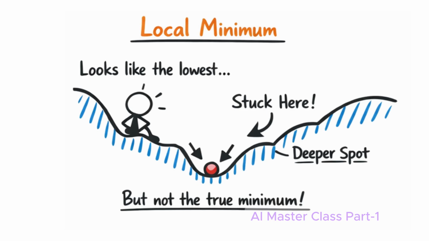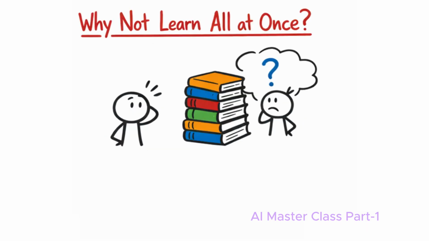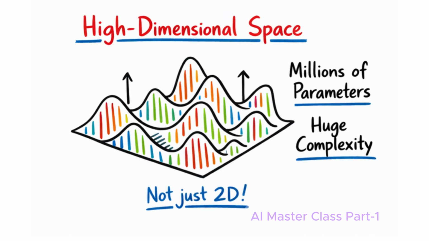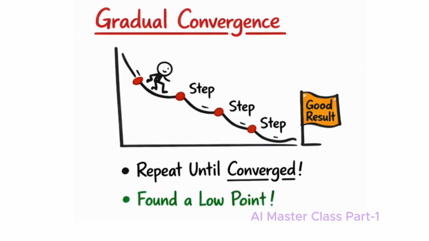Now, here is another interesting question. Why doesn't a model just learn everything in one go? Why does it need millions of steps? The reason for this is that the error surface is complex. It has hills, valleys, flat regions, sharp drops, all mixed together. So you cannot jump to the bottom in one step. You have to navigate it slowly and carefully.